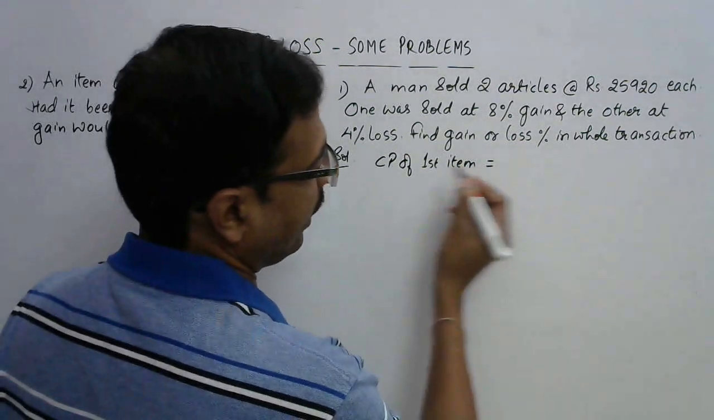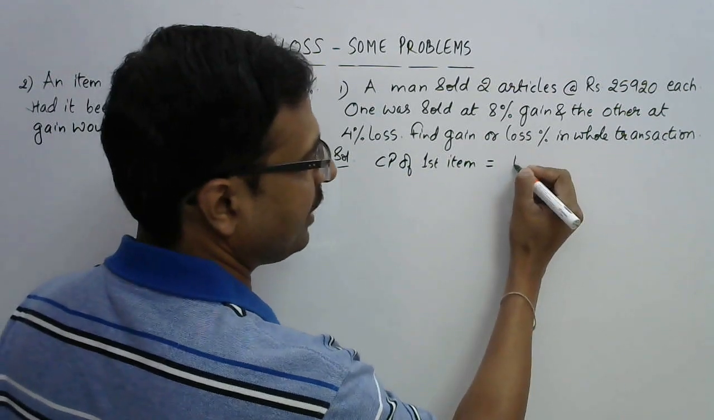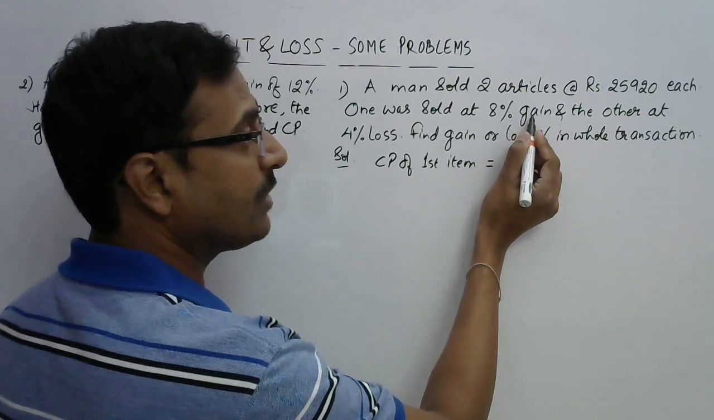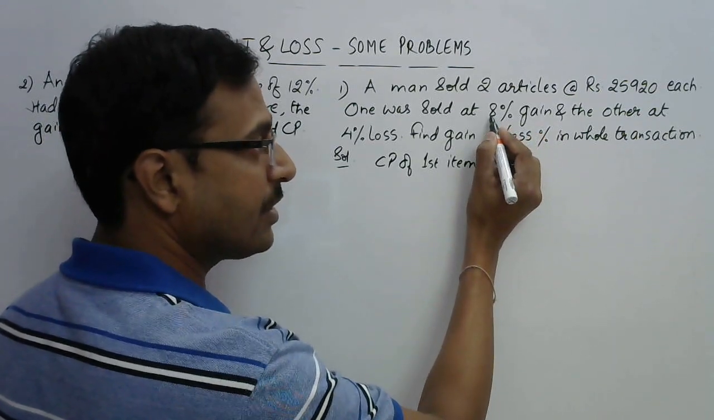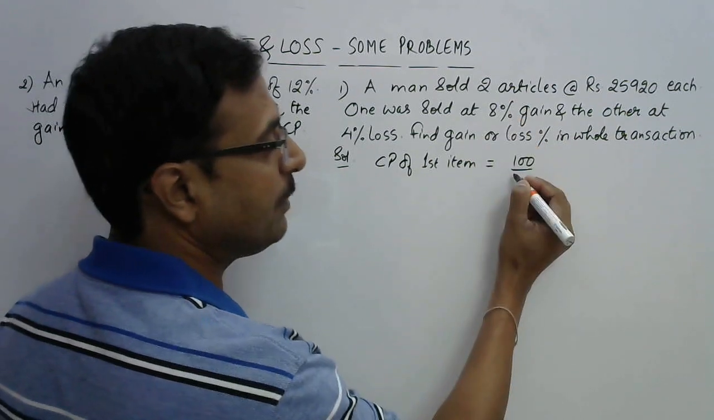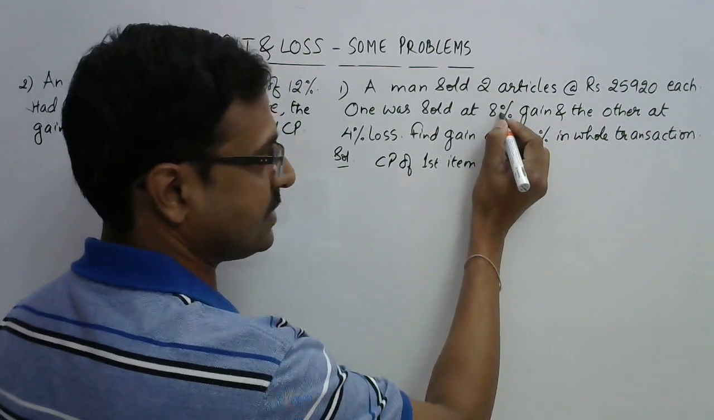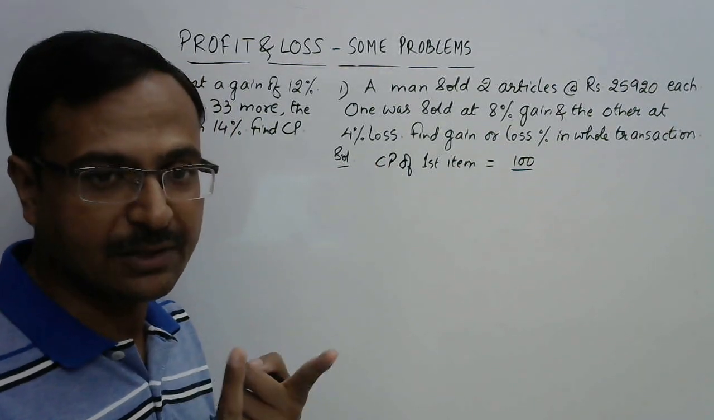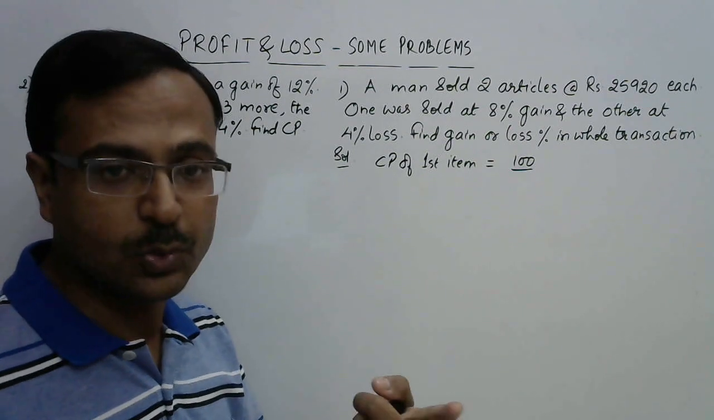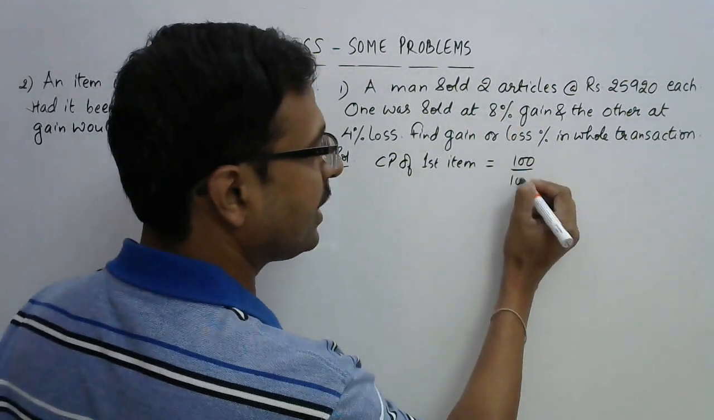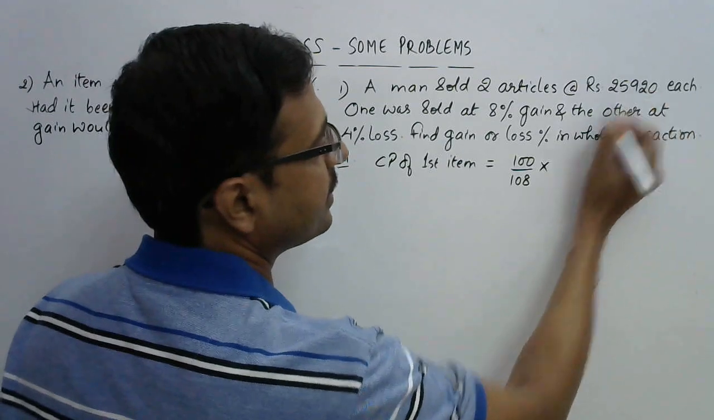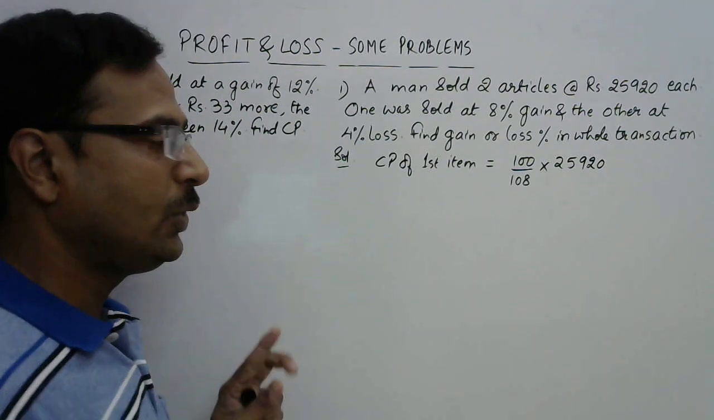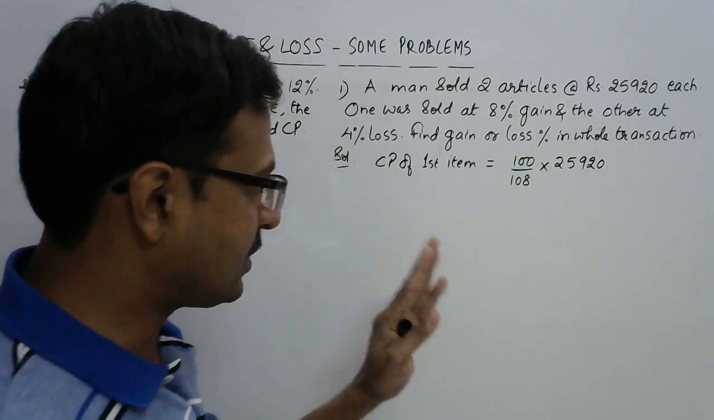When we have to find CP, we have 100 in the numerator, and if there is gain on the first item, then 100 plus this percentage gain will be the denominator. So 100 plus 8%. Loss is always subtracted from 100 and gain is always added to 100. So 100 plus 8, 108, multiplied by the selling price 25,920. And now you can solve this and find the cost price of the first item.